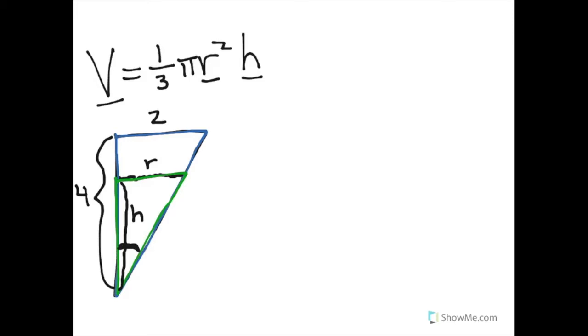Now, if we can replace one of the h or the r and not have them both in there, that would be great. So we could just get volume in terms of one of the variables. That's the goal here. Since we're finding dh/dt at the very end, I think it would be good for us to replace the r here with something that has an h in it. We're going to set up an equation using similar triangles. It's going to look like this.